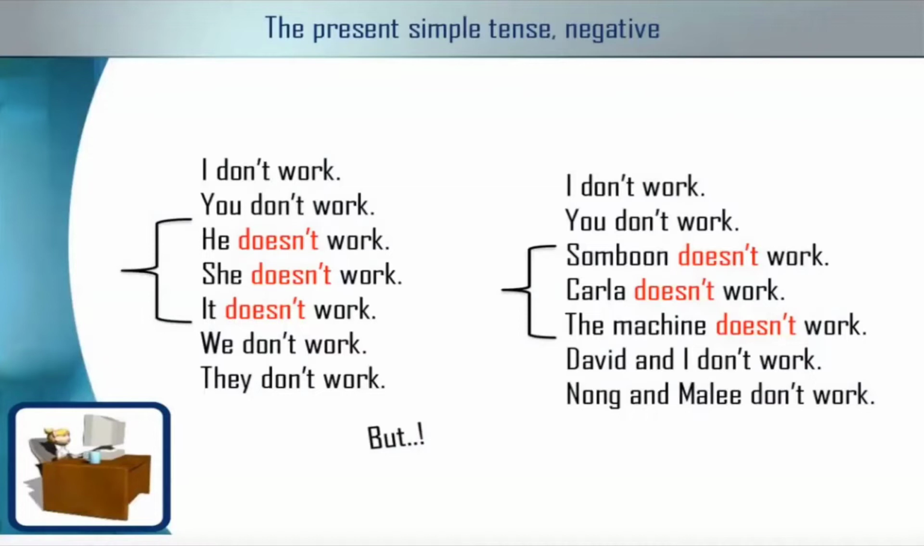Now, these are some examples with negative simple tenses. He doesn't work, she doesn't work, it doesn't work. Samoon doesn't work, Carla doesn't work, the machine doesn't work. I do not work, you do not work, we do not work, they do not work. And if we have to say names instead of we, we can say David and I do not work, Ali and I do not work. Similarly, if there are two people and instead of they we use their names, you can say Nia and Mali do not work, Ali and Ahmed do not work.